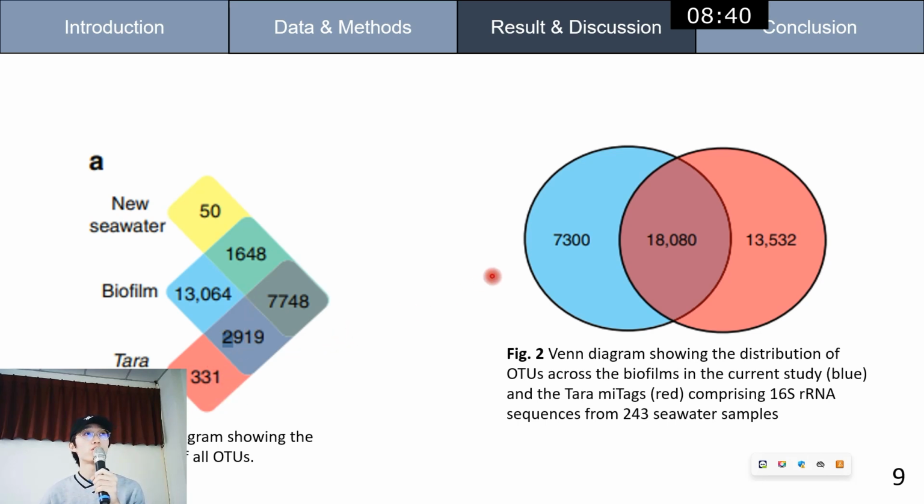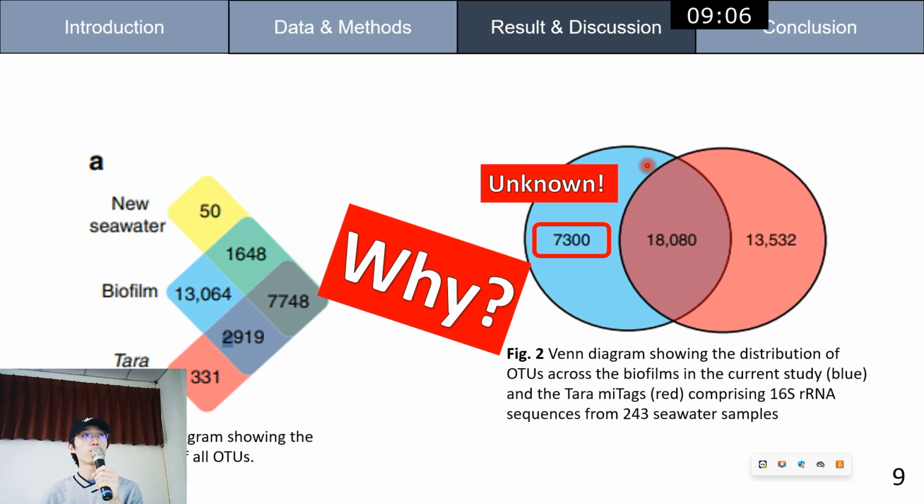The right-hand side picture is important because, as I said, you can think that the red circle is a dictionary, but you see the blue part, it's out of the dictionary. It means that there are many biofilm genes we don't know. But why are there so many kinds of bacteria? We don't know why.